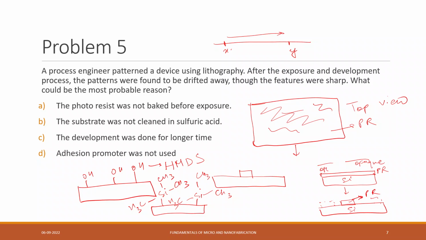Hydrophobic means not water loving. They will try to hide themselves by coming close to hydrophobic surfaces. That is the interaction property, and that's how the photoresist sticks to the silicon substrate. If these adhesion promoters are not used, the photoresist will move around, because the interaction is not strong enough to hold it. So the correct option is that the adhesion promoter was not used.